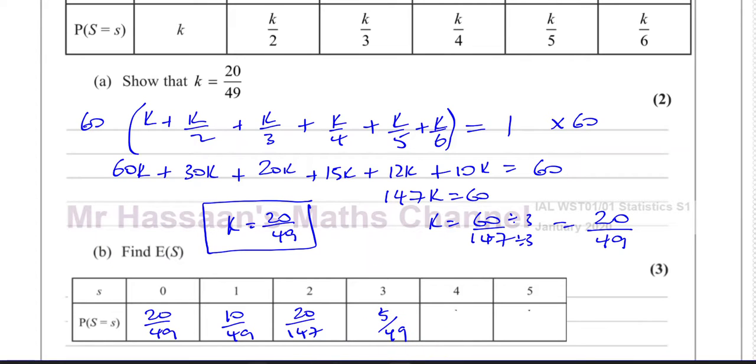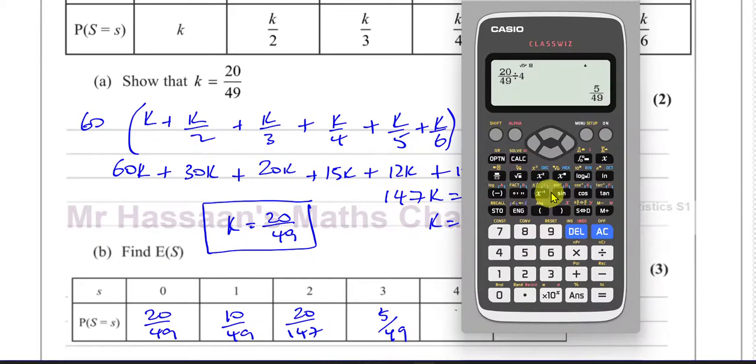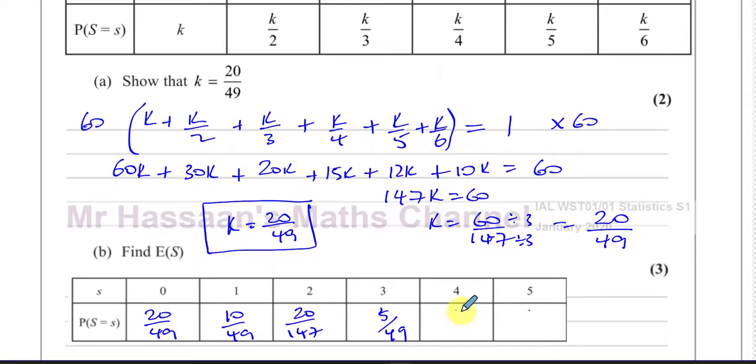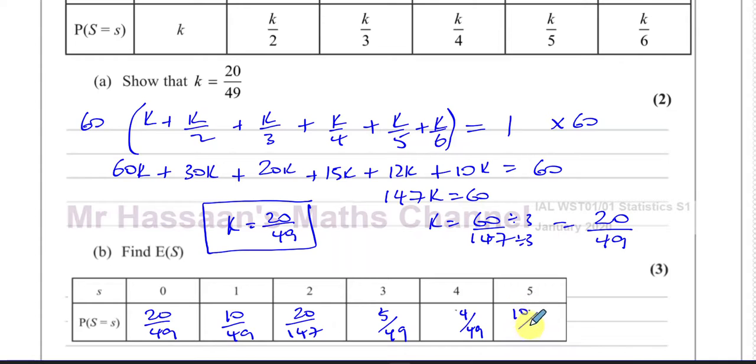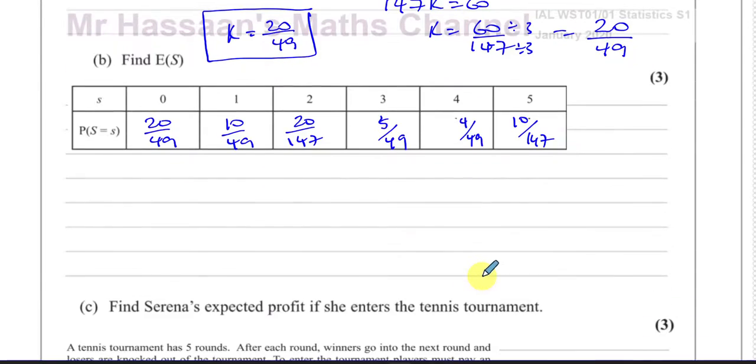And 20 over 49 divided by 5 gives us 4 over 49. And we've got divided by 6 now. So divide that by 6, that gives us 10 over 147. Okay, so now we've got to find the expected value of S.